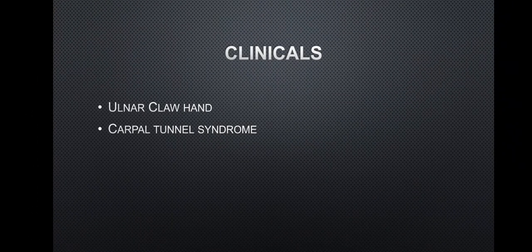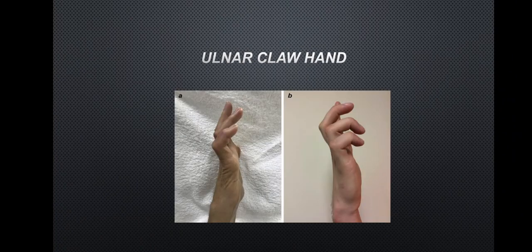Now moving on to the clinical aspects of the hand, something called the ulnar claw hand and the carpal tunnel syndrome. First of all, the ulnar claw hand is due to the lesion of the ulnar nerve, which is characterized by the hyperextension at the metacarpophalangeal joints and the flexion at the interphalangeal joints. As you could see in the image, there is the flexion at the interphalangeal joints and hyperextension at the metacarpophalangeal joints, involving the ring and the little finger more than the index and the middle finger.